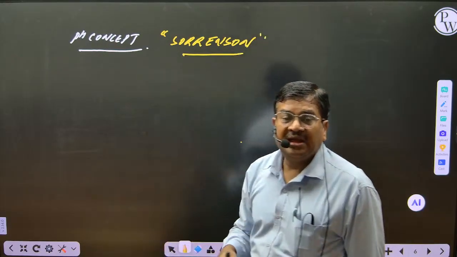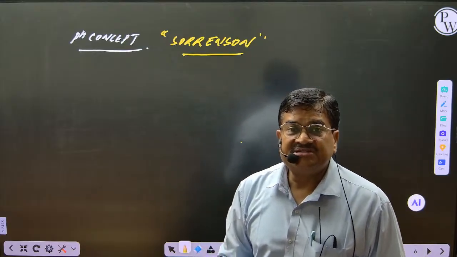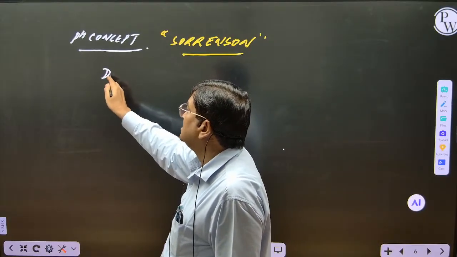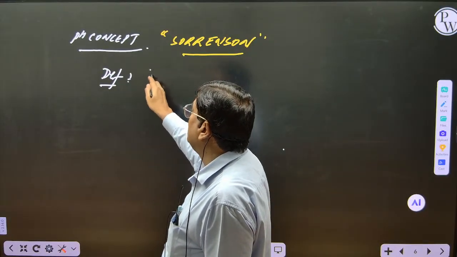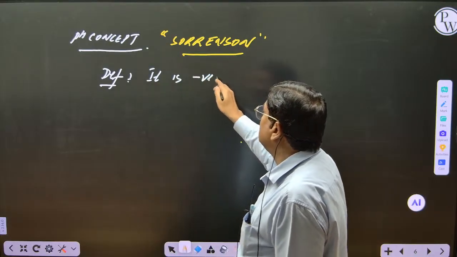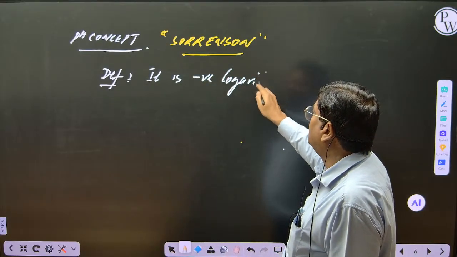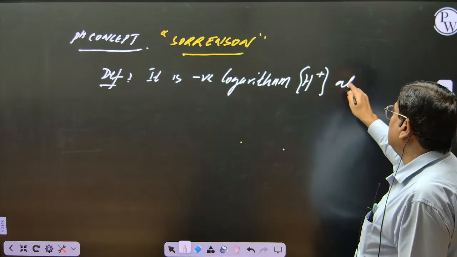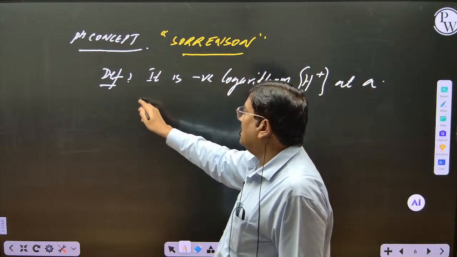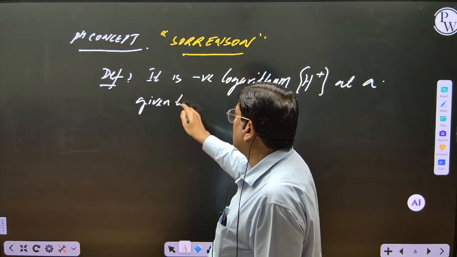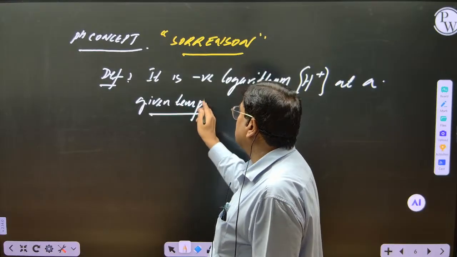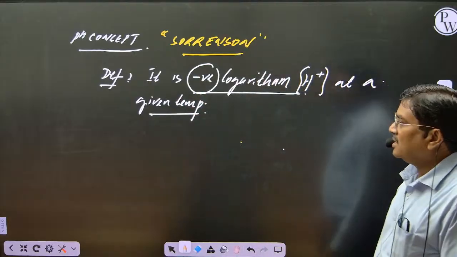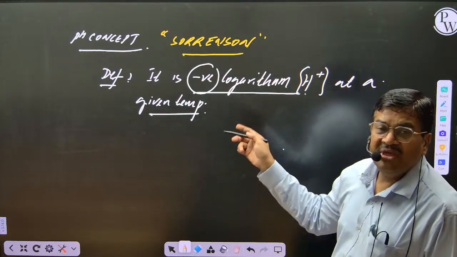Then what is pH, students? pH is nothing but the negative logarithm of H plus ion concentration. What is the definition of pH? Did you have it in 10th standard? It is the negative logarithm of H plus ion concentration at a given temperature. So the negative logarithm of H plus ion concentration is called pH.